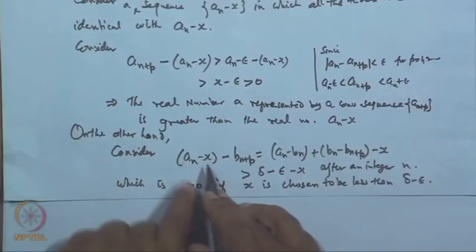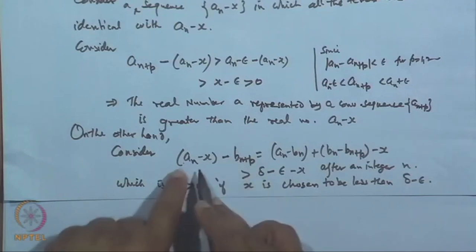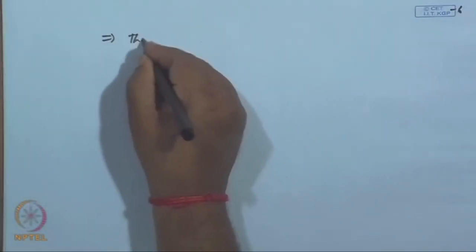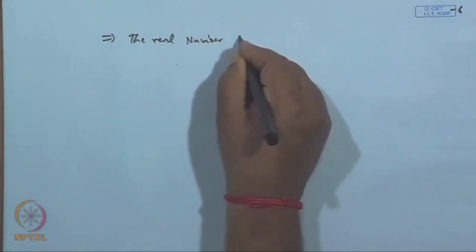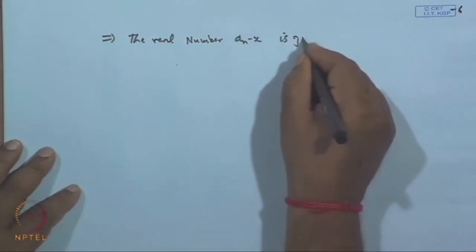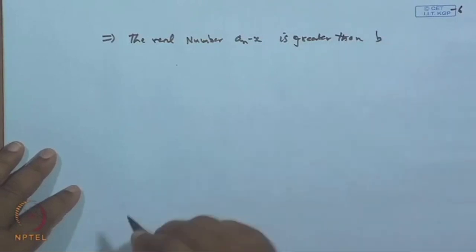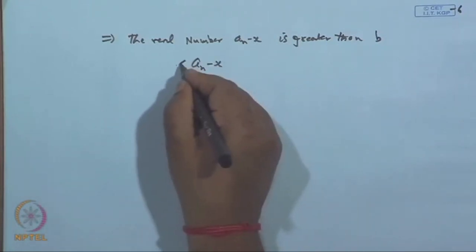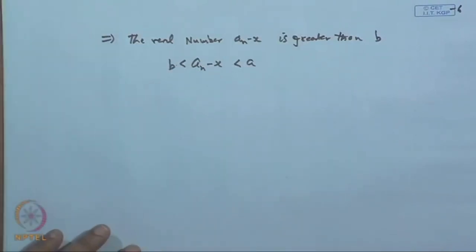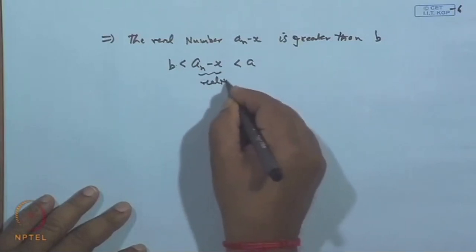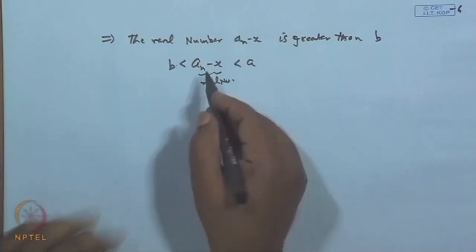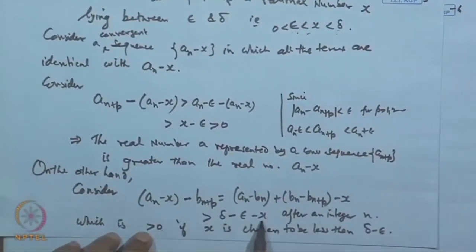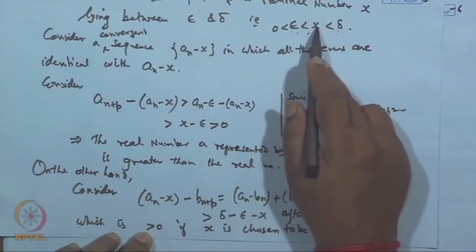Now, this represents the real number a_n minus x. This represents the real number b. So what is the real number a_n minus x is greater than b. So this implies that the real number a_n minus x is greater than b. So now what we conclude is that a_n minus x, this is a real number which is greater than b but less than a, is it not? This is a real number lying between b and a, greater than b, but x is our choice because one can choose infinite x which satisfy this condition. Between epsilon and delta, we can take an infinite number of x which can satisfy this condition.